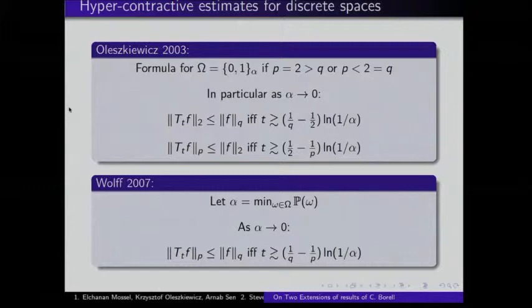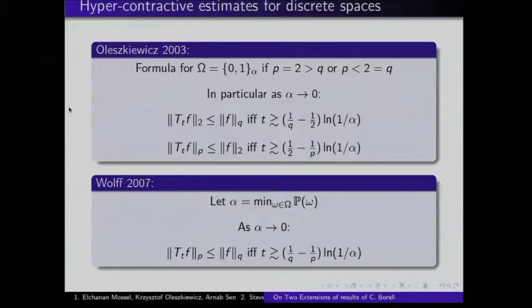So in this hypercontractive inequality, which looks exactly the same way that we've seen before, there's a higher norm over here, there's a lower norm over here. What we see is that there's some dependence on the norm, but there's also some dependence on the space. So there's this quantity log of 1 over alpha, where alpha, in the case of 0, 1, is the probability of the smallest atom among 0 or 1, and alpha, in the case of a general discrete probability space, is the probability of the smallest atom in the space.